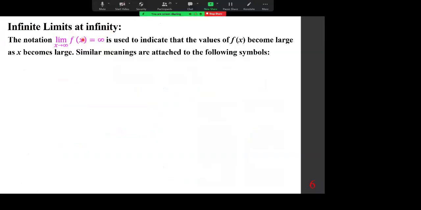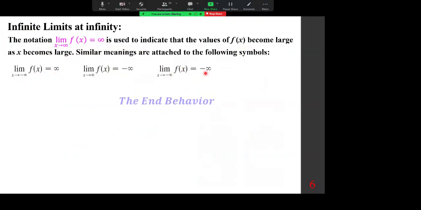Infinite limits at infinity. The notation limit of f of x as x approaches infinity is infinity is used to indicate that the values of f of x become large as x becomes large. Similar meanings are attached to the following symbols. Limit of f of x as x approaches negative infinity is infinity. Limit of f of x as x approaches infinity is negative infinity. Limit of f of x as x approaches minus infinity is minus infinity.